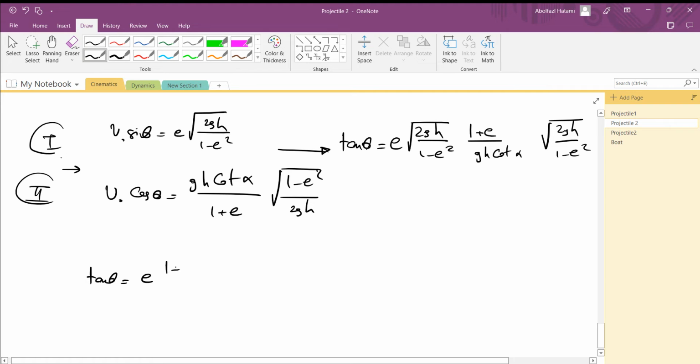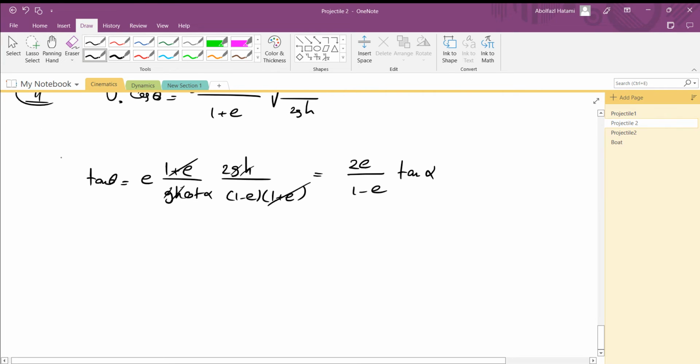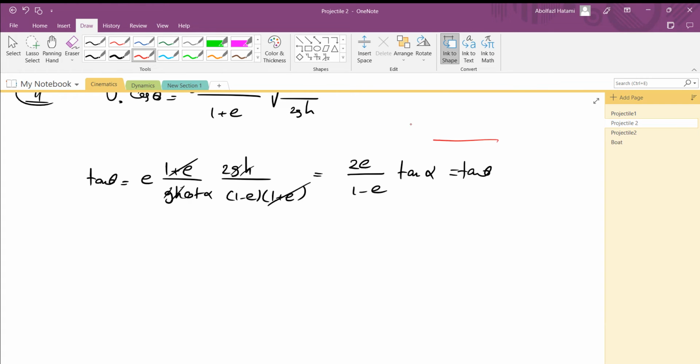e times 1 plus e divided by gh cotangent of alpha, and 2gh divided by 1 minus e times 1 plus e. I can eliminate these two terms and also gh from both sides, and it is going to be 2e divided by 1 minus e times tangent of alpha. So I found the tangent of theta, which the question wants us to find. It says that we should find theta, and we found it.